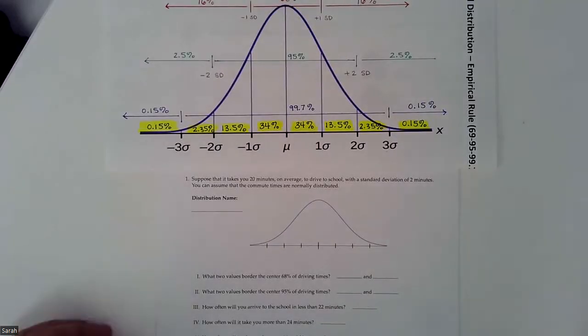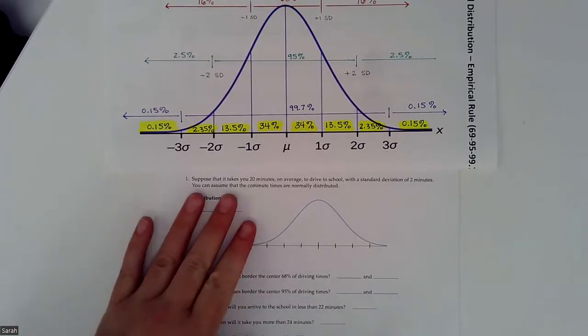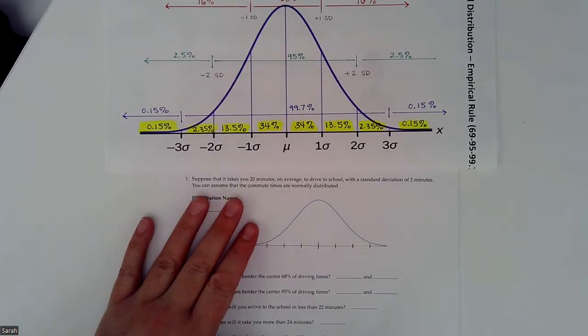Now that we've learned about the empirical rule, let's go ahead and do some practice with this. So the problem says, suppose that it takes you 20 minutes on average to drive to school with a standard deviation of 2 minutes. You can assume that the commute times are normally distributed.